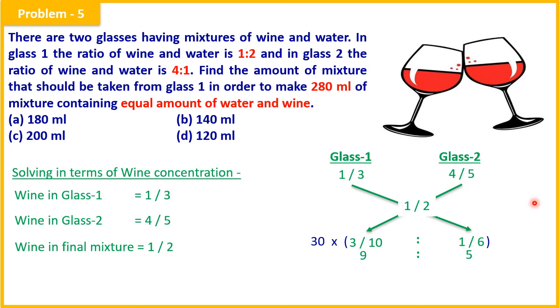The total mixture that we are forming is 280 ml, and the question is how much you will take from glass 1. So I will say 9x plus 5x is equal to 280 ml. Solving this, 14x equals 280 ml and x will equal 20 ml. Now the question is how much you will take from glass 1. You will take 9x, in which x is 20. So 9 into 20, the answer is option A, 180 ml.